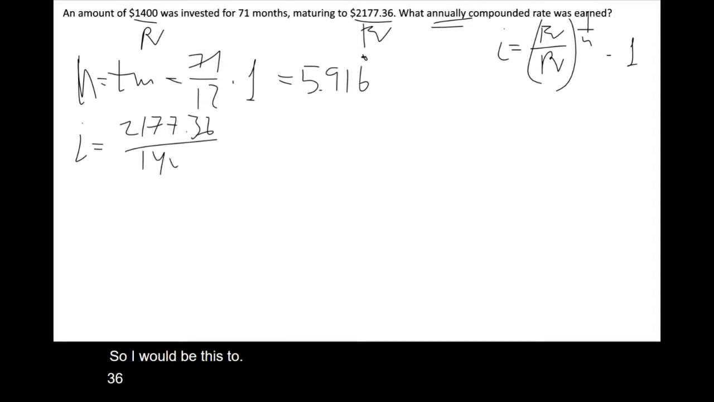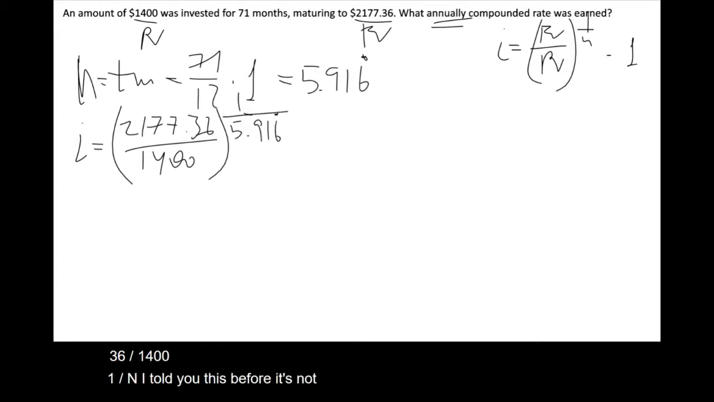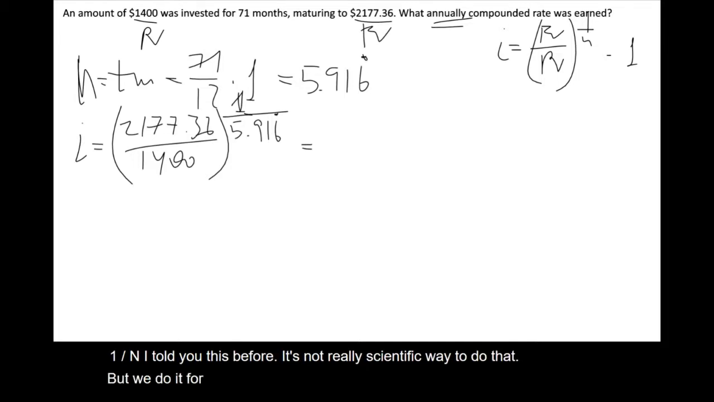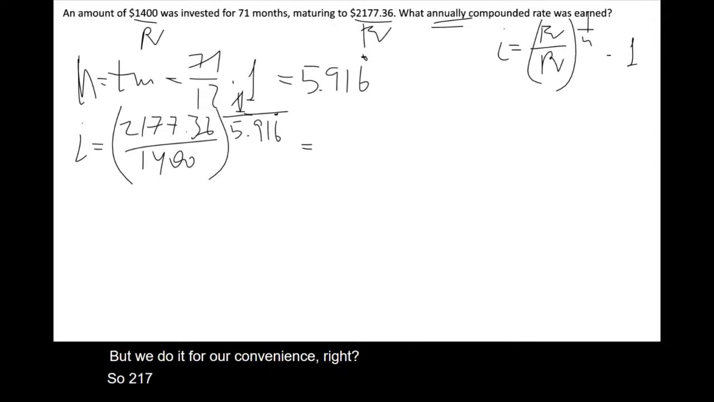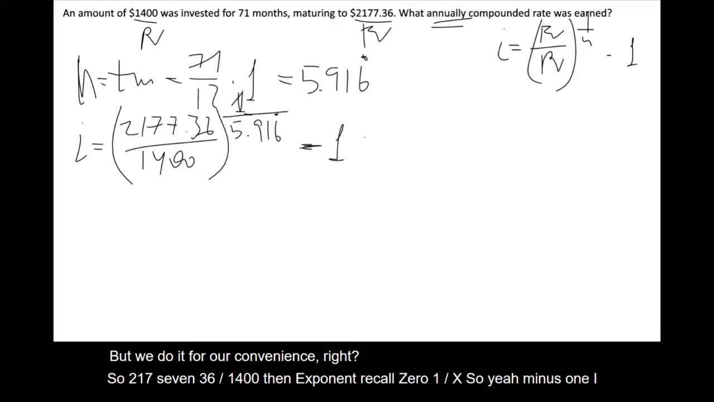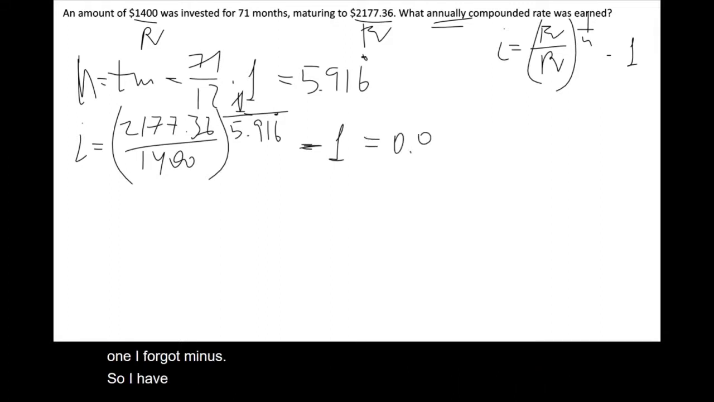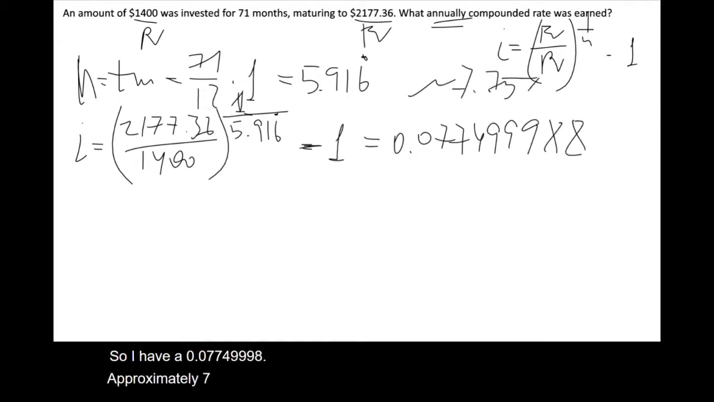So I would do this: 2177.36 over 1400, 1 over n. And I told you this before, it's not really a scientific way to do that, but we do it for our convenience, right? So 2177.36 divided by 1400, then exponent, recall 1 over x. So yeah, minus 1, I forgot, minus 1. So I have 0.07749988. So approximately 7.75%, right?